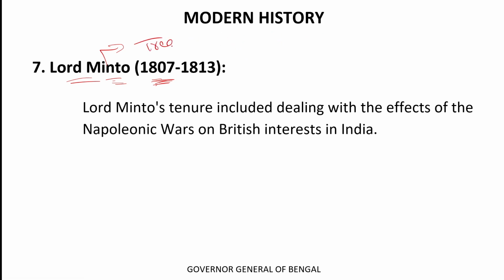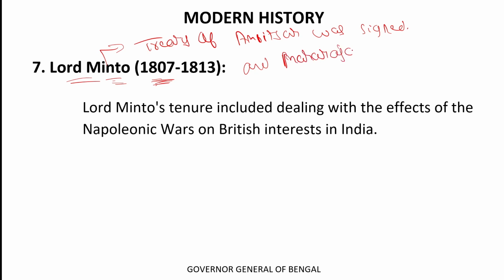Let me write down again. Treaty of Amritsar was signed. Okay, and the Treaty of Amritsar was signed between Lord Minto and Maharaja Ranjit Singh. Okay, who was the ruler of Punjab. Got it? So the Treaty of Amritsar was signed during Lord Minto's time and signed with Maharaja Ranjit Singh.